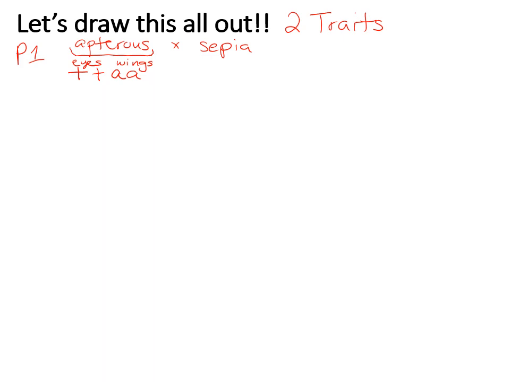Okay? So then we cross it with our homozygous sepia fly. Now sepia describes the eyes, right? So it's homozygous recessive mutant for the eyes. What about the wings? Well, do you see any word for wings in the name of that fly? No, it's just sepia for the eyes. So that tells you that the wings are wild type. Okay, so just like we said before, you have your two traits, each having 2 alleles.